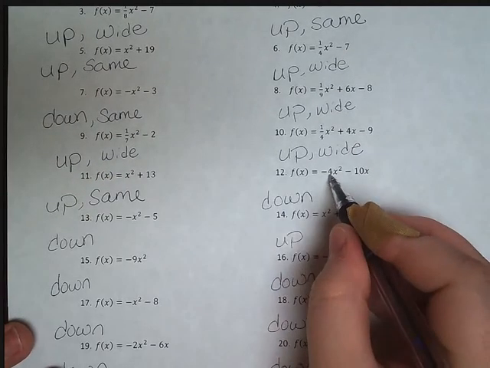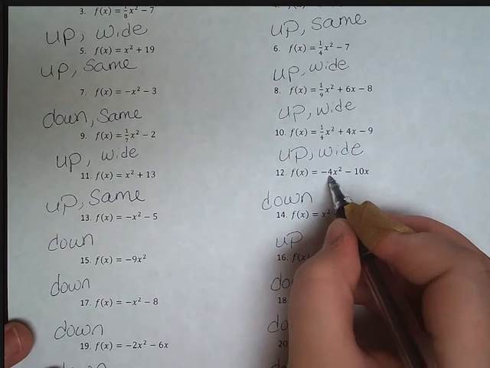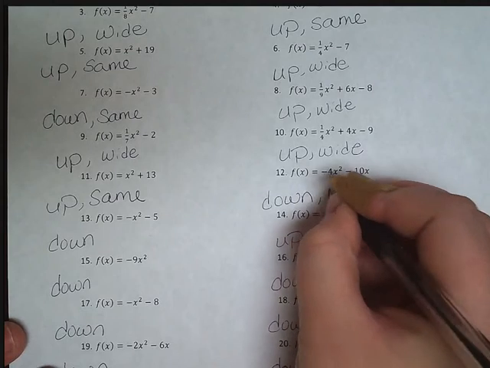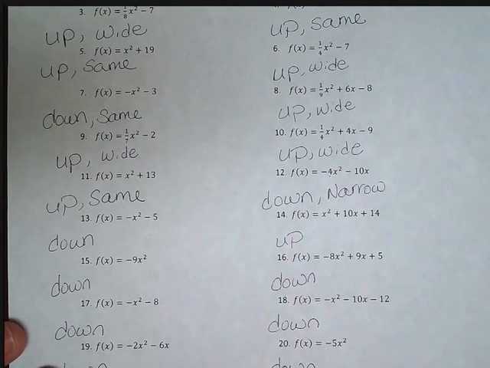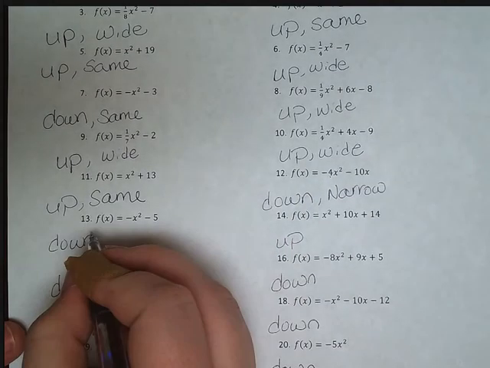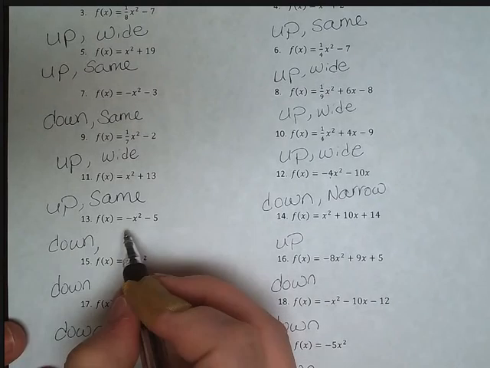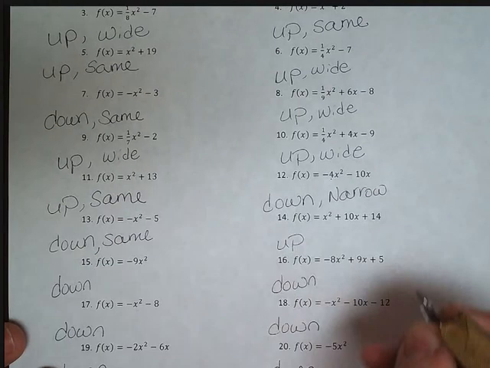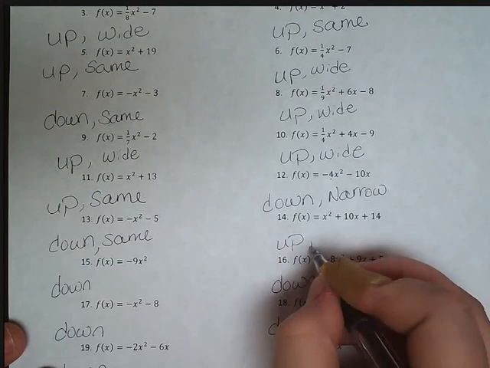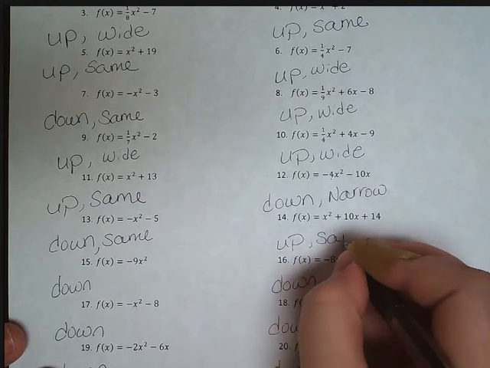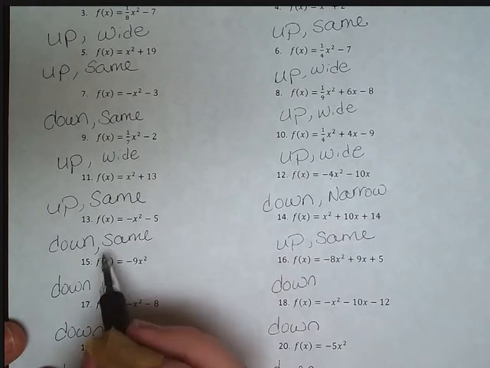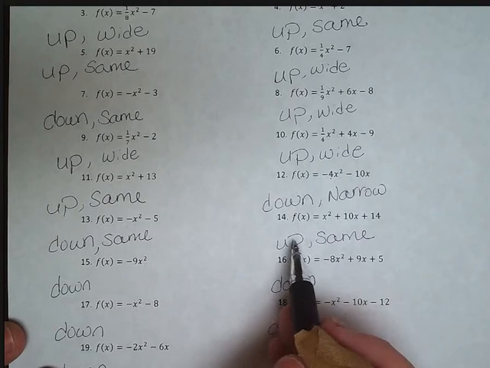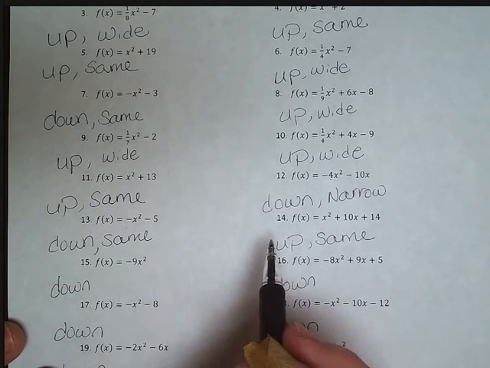12 is a -4, so since it's a whole number other than 1, we would say that it is narrow. 13, it's a -1, so we would say the same. 14 is a +1, so we would say the same. Remember, the difference between the negatives and the positives is just whether it's going to go up or down. That's the only difference there.